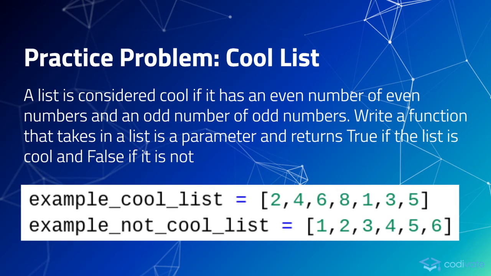Here we have an example of a list that is cool and an example of a list that is not cool. The first list has 1, 2, 3, 4 even numbers and 1, 2, 3 odd numbers. Since 4 is even, that means we have an even number of even numbers. And since 3 is odd, we have an odd number of odd numbers, and this list is cool. In the second list, we have 1, 2, 3 odd numbers and 1, 2, 3 even numbers. We have an odd number of odd numbers, but we don't have an even number of even numbers, making this list not cool. Now would be a good time to pause the video and give this one a go.